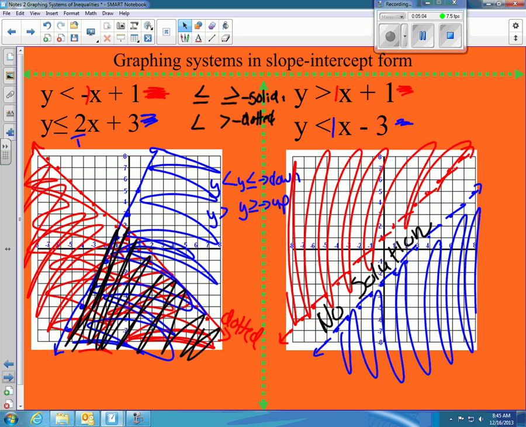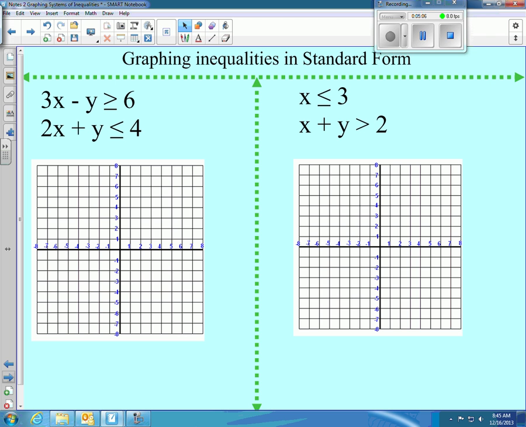All right, so let's look at our next one. These ones are given to us not in slope-intercept form, so we need to convert these to slope-intercept form. We want to get the y by itself. Now remember with inequalities, if you multiply or divide by a negative, we have to flip that inequality sign. So let's go ahead and move our first one.